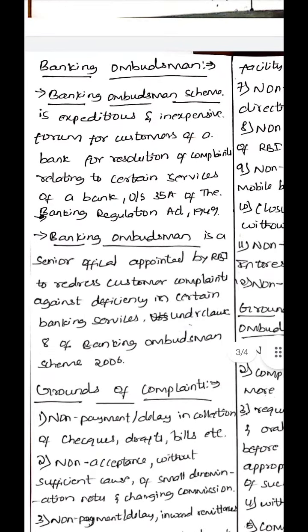The next important concept is the banking ombudsman. Banking ombudsman scheme. The banking ombudsman scheme is an expeditious and inexpensive forum for customers of a bank for resolution of complaints relating to certain issues of a bank under section 35A of the Banking Regulation Act 1949. So if a customer is aggrieved by a service of a bank, then he can apply to the banking ombudsman scheme to get his problem solved.